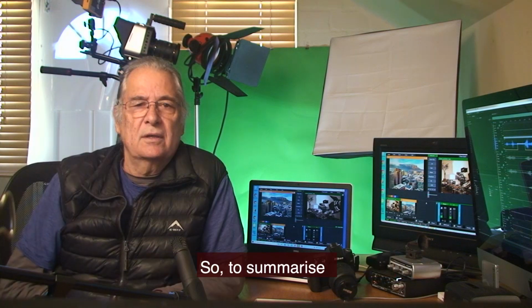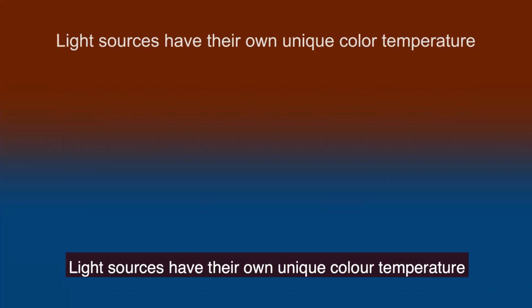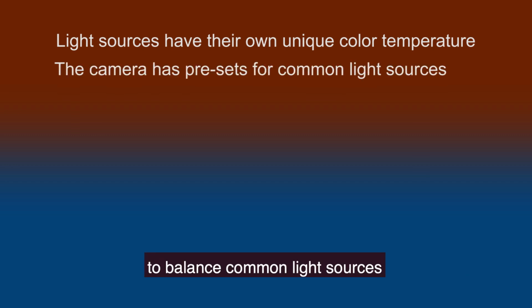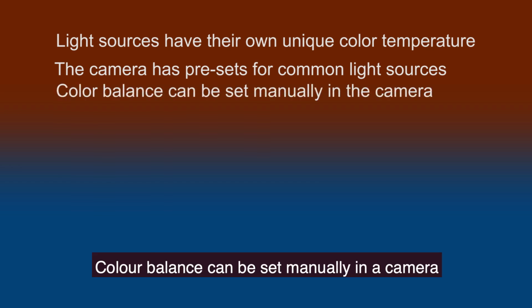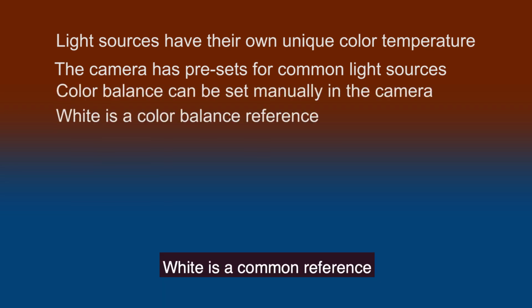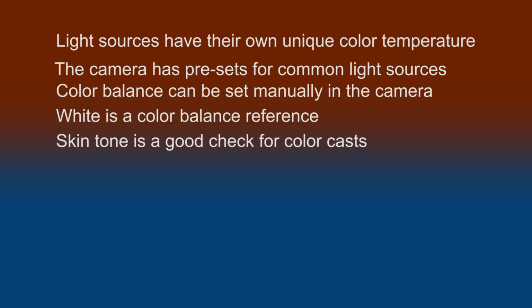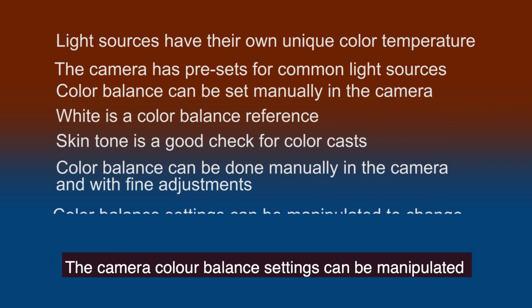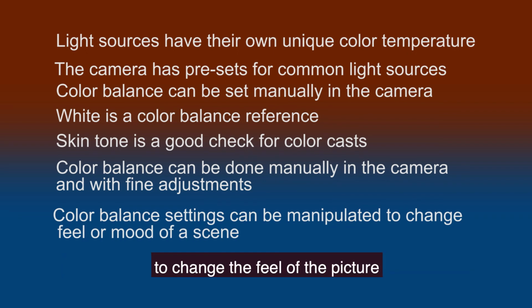So to summarize, light sources have their own unique color temperature. The camera has preset settings to balance common light sources. Color balance can be set manually in the camera. White is a common reference. Skin tone is a good check for color casts. Color balance can be done manually with fine adjustments. The camera color balance settings can be manipulated to change the feel of the picture.